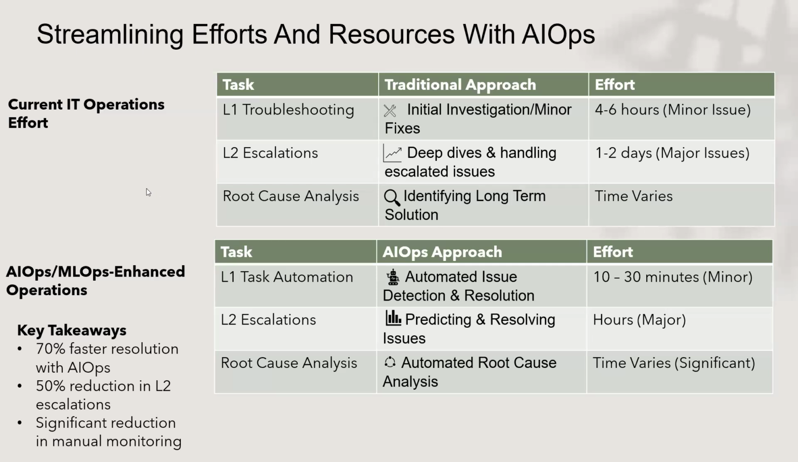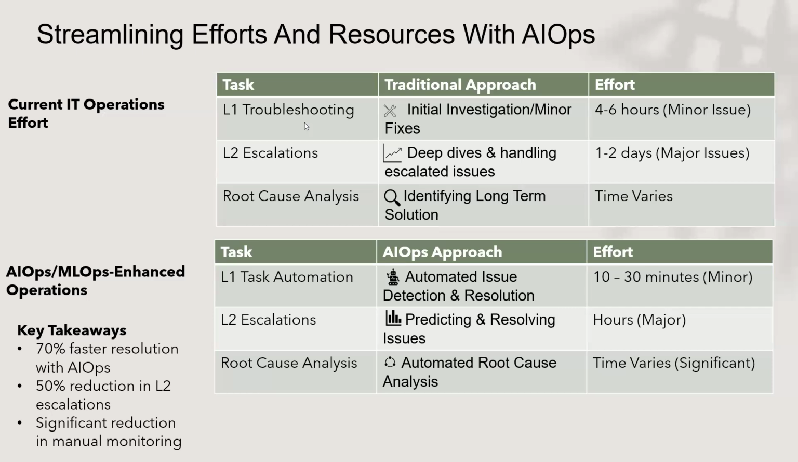Streamlining efforts and resources with AI ops. So how can we streamline these efforts, especially the manual efforts involved at the L1 and L2 level? The current IT operations, so I've made some tables here to compare between the current operations effort and the AI ops or ML ops enhanced operations.